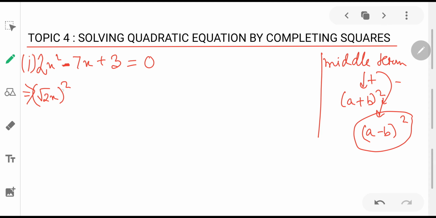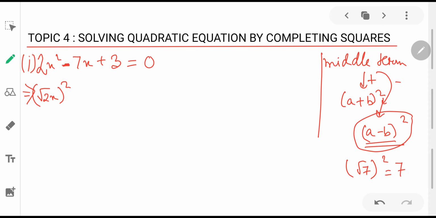Why? Because root 2 whole square is how much? It is 2 itself. If we take, let's say, root 7 whole square, what is it? It is 7. So if we put a square over a root, then the root goes away and the number remains as it is. So now it will become (root 2 x) square. Assume that this is a square. As it is minus, we need to take it in the form of (a minus b) whole square.